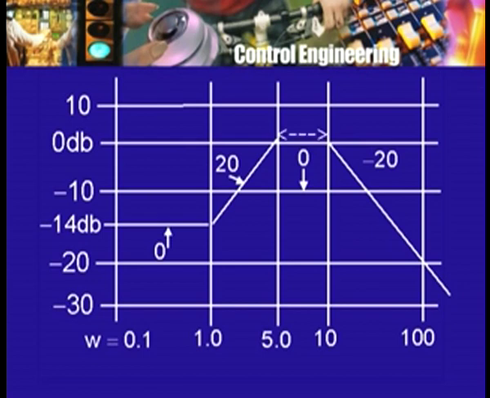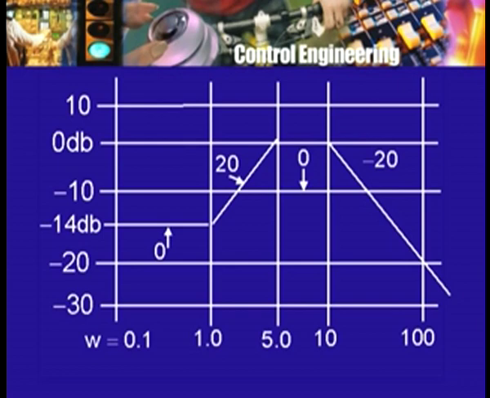Then we have this horizontal portion over this range from 5 to 10, because the zero contribution has cancelled the pole contribution, and then beyond that from 10 to 100 there is a drop of 20. So, here is the curve, and then of course it goes beyond.